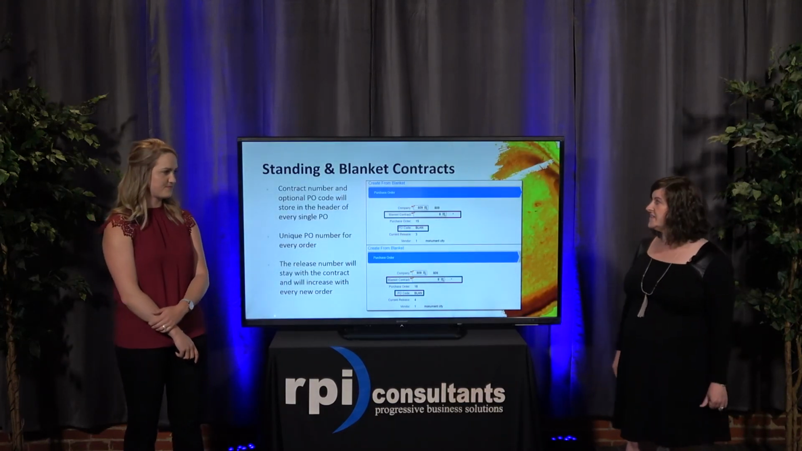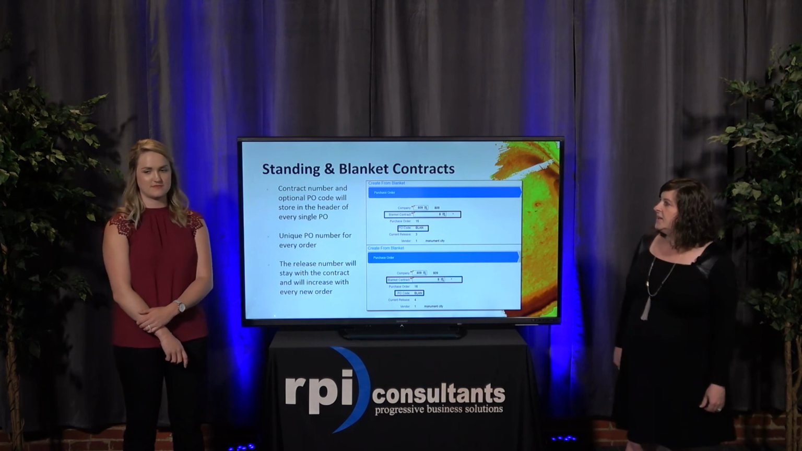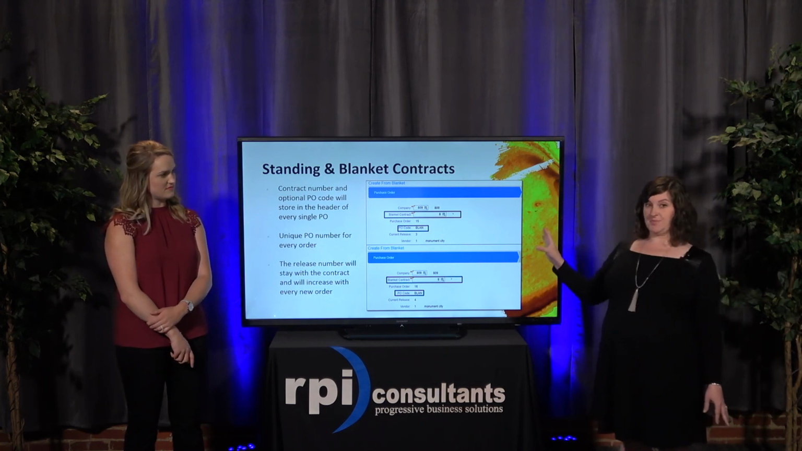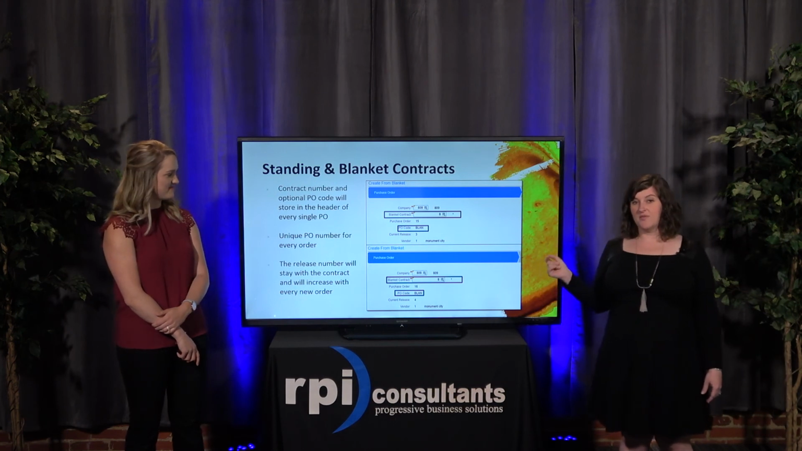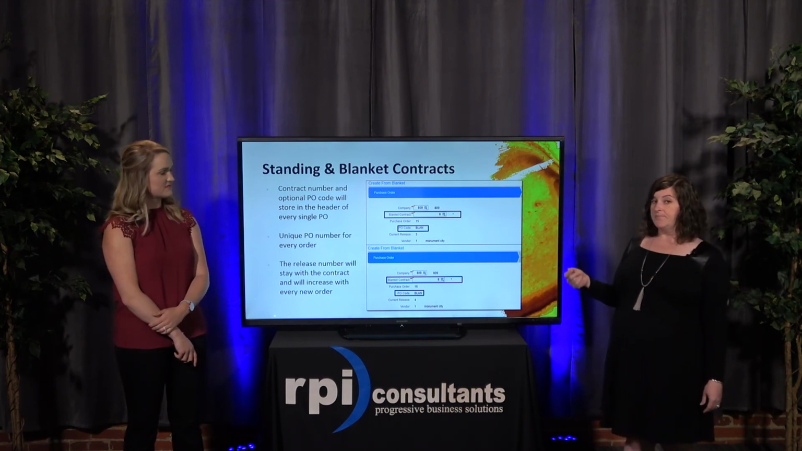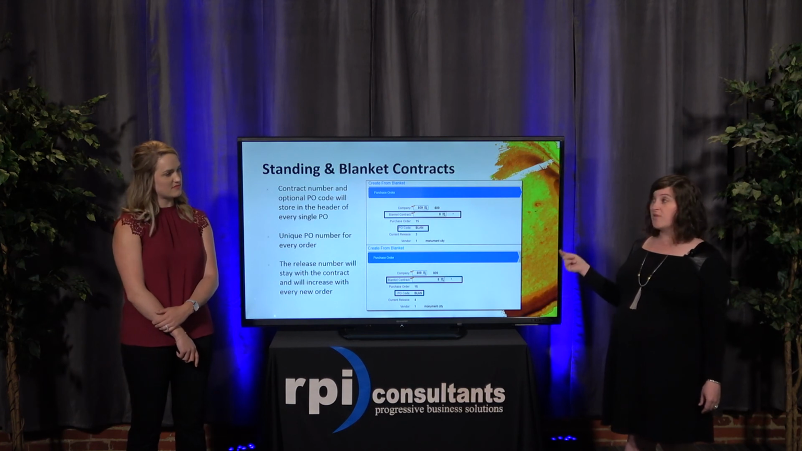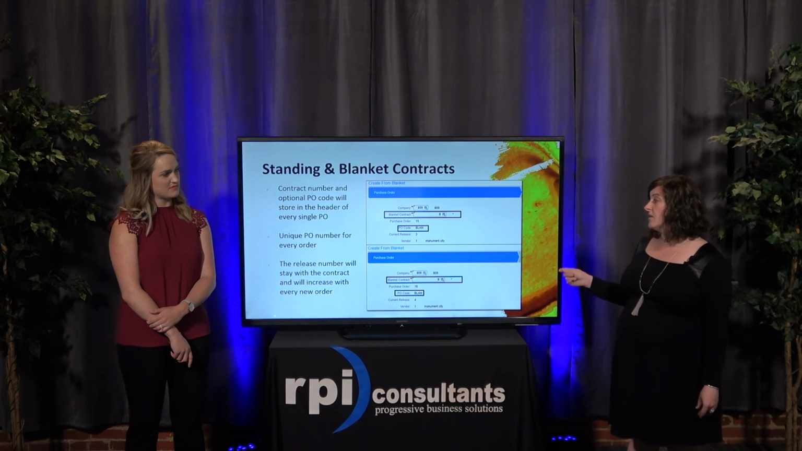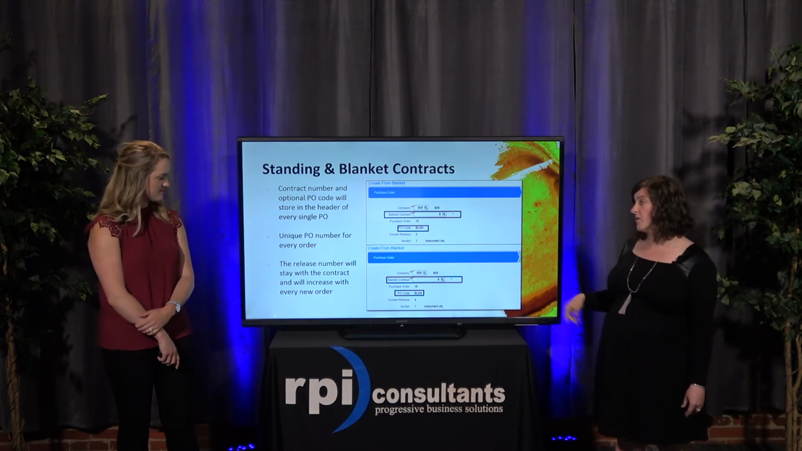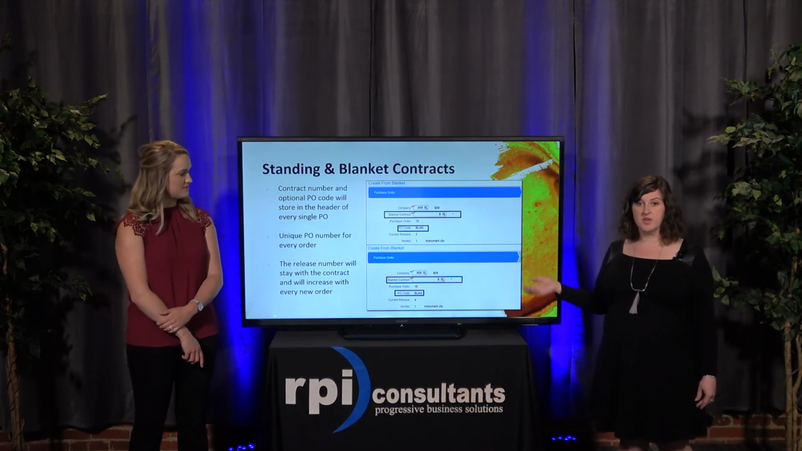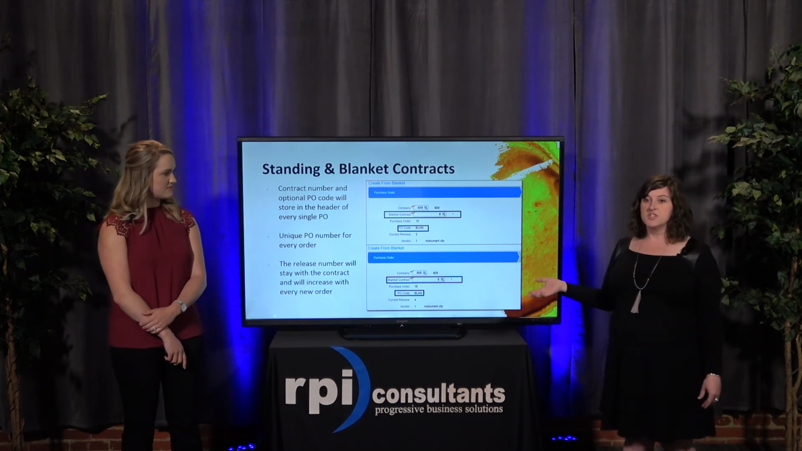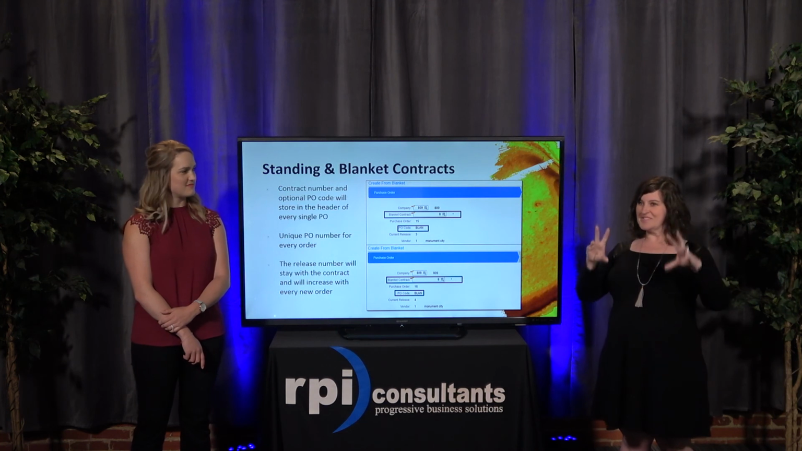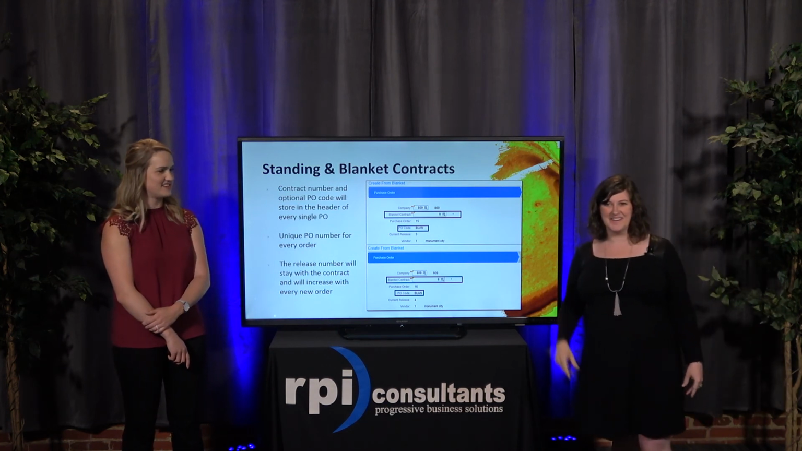All right, so standing and blanket contracts. The contract number and the PO code, which is now optional, will store in the header of every single PO. There'll be a unique PO number for every order that goes out, and the release number stays with the contract and obviously increases incrementally with every new order. So this is really going to help streamline things. Sorry, our screen just blinked out there for a second.